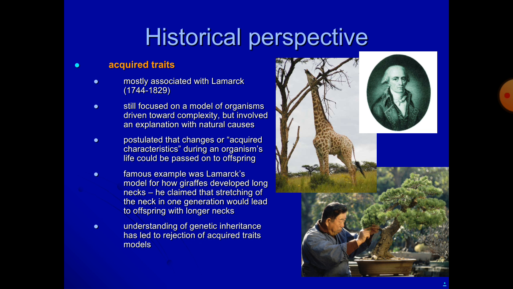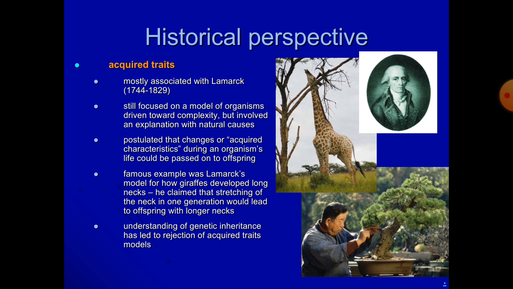Next, we have the acquired traits, mostly associated with Lamarck, or Jean-Baptiste Lamarck, still focused on a model of organisms driven towards complexity, but involving an explanation with natural causes. He postulated that changes or acquired characteristics during an organism's life could be passed on to offspring. A famous example was Lamarck's model for how giraffes develop long necks. He claimed that stretching of the neck of one generation would lead to offspring with longer necks.